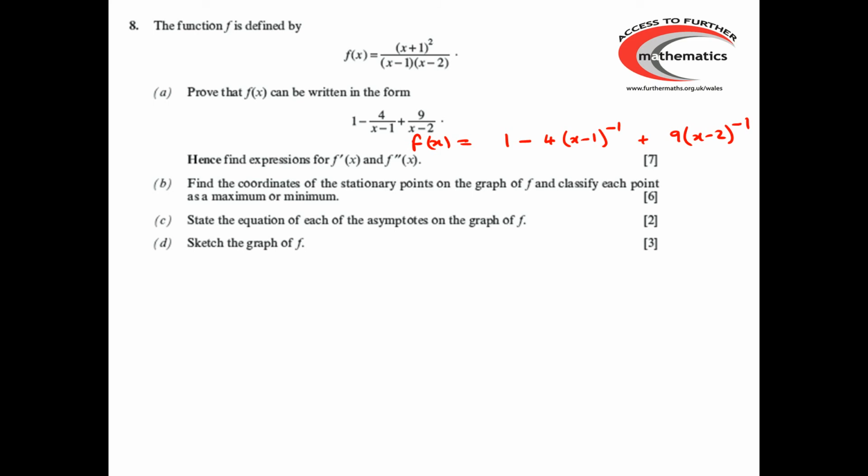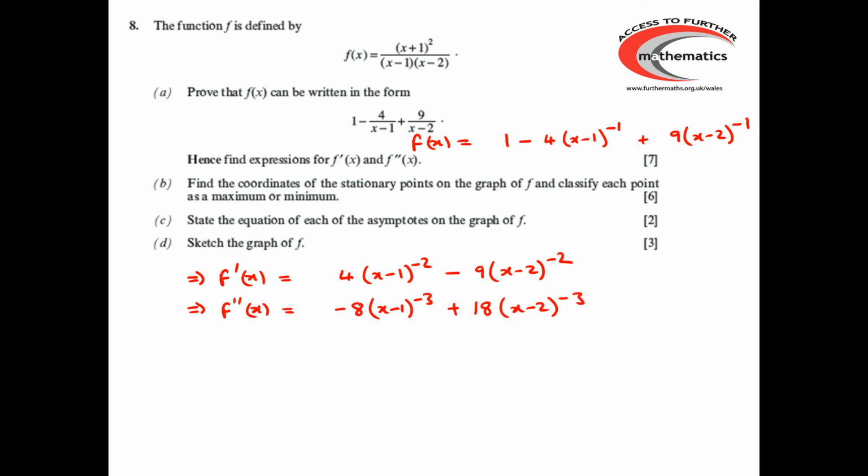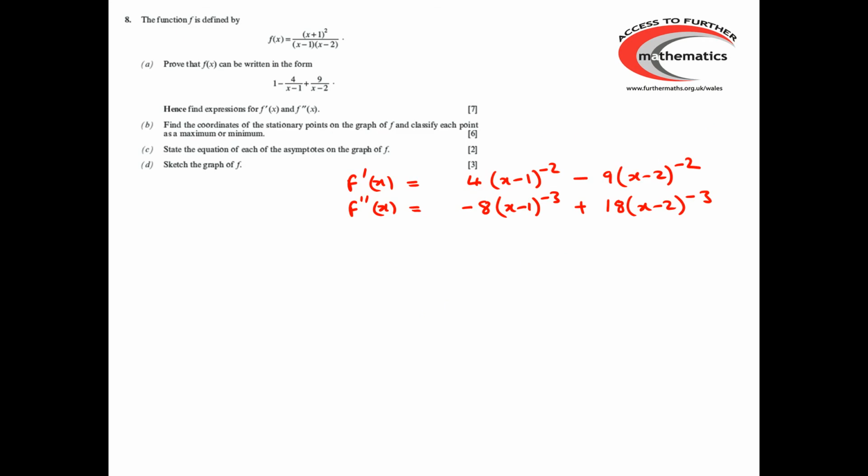Using the chain rule, we can now find that f dash x is 4 lots of (x minus 1) to the minus 2, take away 9 lots of (x minus 2) to the minus 2, and that the second derivative of f is minus 8 lots of (x minus 1) to the minus 3, add 18 lots of (x minus 2) to the minus 3. And again, that was obtained just using the chain rule. So there are our expressions for f dash x and f double dash x, the second derivative of f.